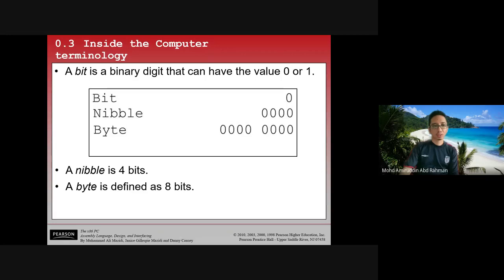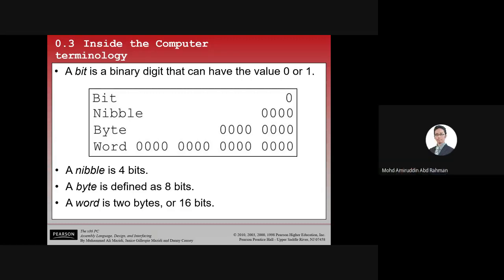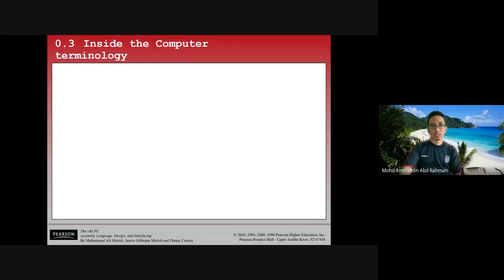Alright, so as I just said, a byte is defined as 8 bits. And then we have the term word. A word is 16 bits. So how is a word equivalent to a nibble? One word is equal to 4 nibbles, or it can be equivalent to 2 bytes. So you can interchange all of those terms together.